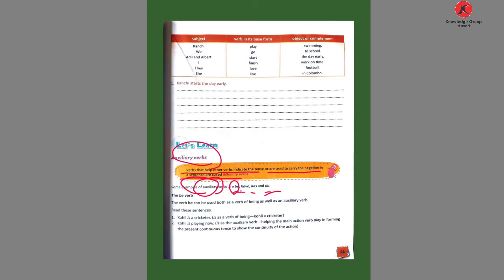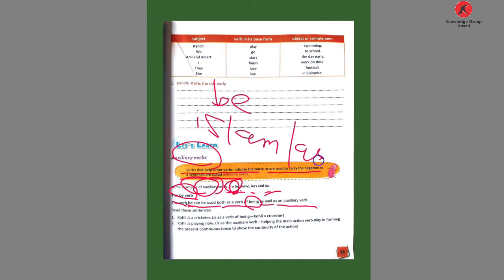Okay, now I am going to discuss with you the first one, the be verb. What is the be verb? Be verb, present form, to be form. The verb be can be used both as a verb of being as well as an auxiliary verb. The be verbs are is, am, are, was, were. Okay, now see the example.